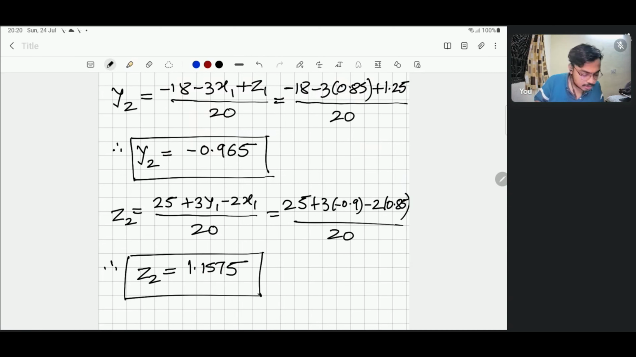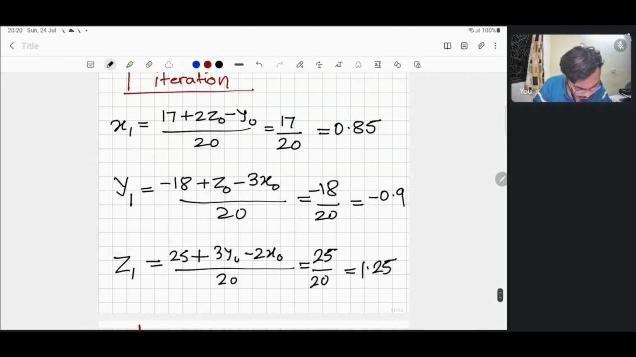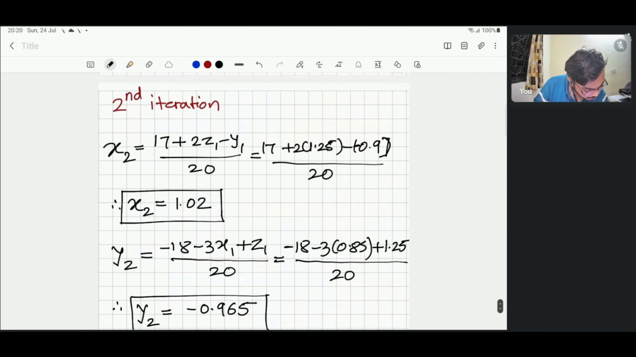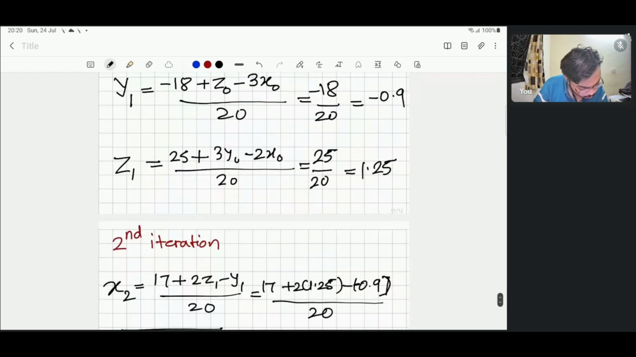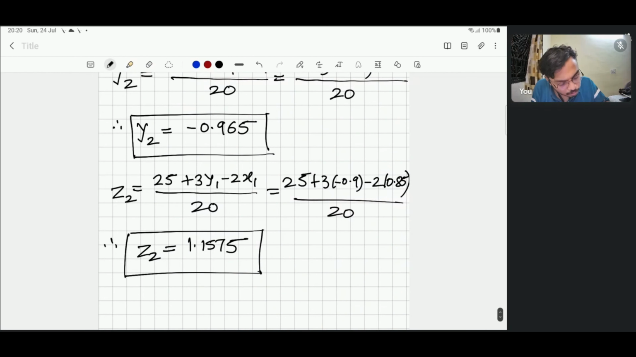Now we'll see the difference. There is much difference. The difference is very high between x1 and x2, also between y2 and y1, and also between z1 and z2. So we have to do further iterations.